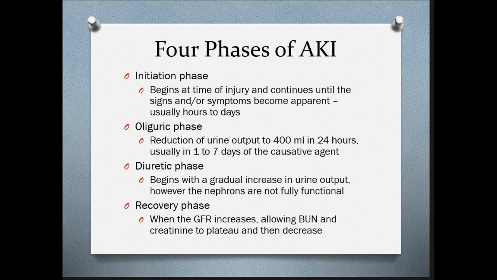Fluid, electrolytes, and acid-base balance are disrupted with initial hypervolemia, hyperkalemia, and metabolic acidosis. However, hypovolemia may develop during the diuretic phase of acute kidney injury. Other potential complications, as discussed, include infections, bleeding, cardiac complications due to the electrolyte and acid imbalance, and also malnutrition for your patient.